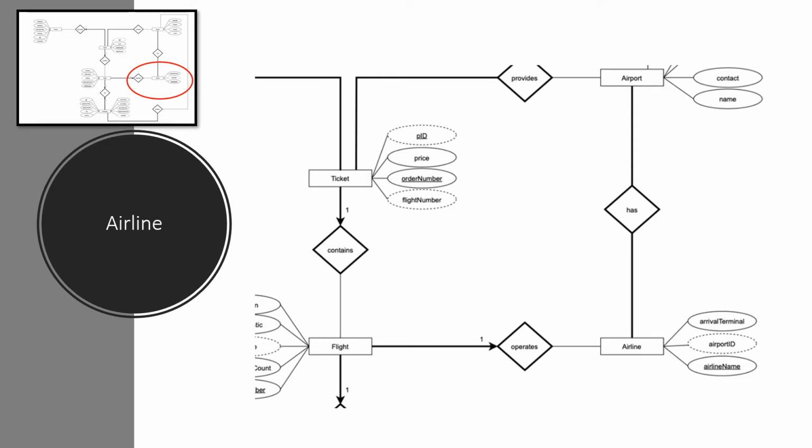Each flight has to be operated by some airline. Flights have a one-to-many relationship with an airline. This ensures that an airline entity can host or operate several flights at a time, but a flight can be associated with only one airline. The attributes that identify an airline are its arrival terminal, the airport ID, and the airline name. Additionally, an airline entity has a many-to-many relationship with airport entities. This relationship creates an environment where an airport can have multiple airlines operating their flights in and out of the airport, and an airline can have multiple operations running within one airport.